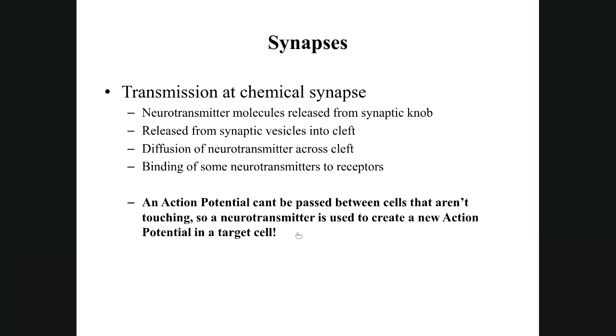If we were touching, we could hand it off, but because we're not, we have to create a new action potential in our target cell. And that's the entire job of this neurotransmitter. It's passed from one cell to the other because it can't pass the AP, and there it allows that target cell to create its own action potential.